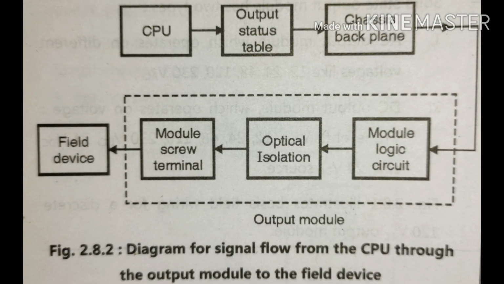The next one is the operating principle and signal flow diagram of the output module. Okay, see this diagram. For every output terminal, one bit location is reserved in the memory location to store the status of that output terminal after executing the program. For every output terminal, a switching circuit is inside this module, which switches the output field devices on or off depending on the status in the output status table.